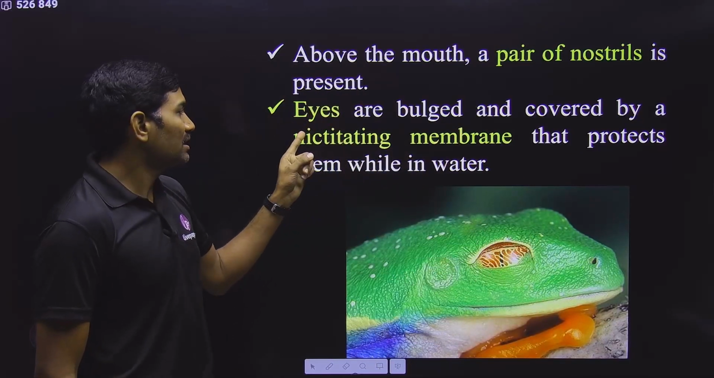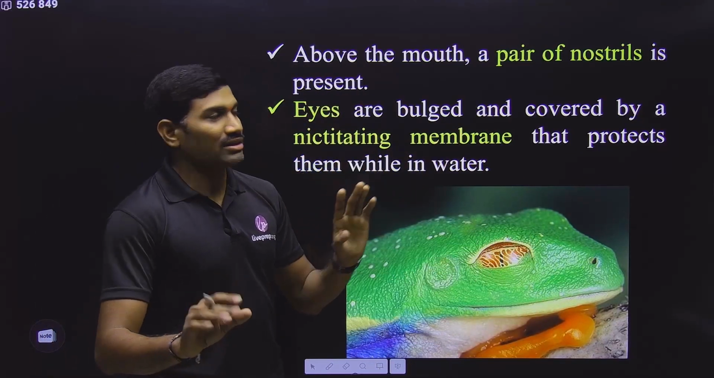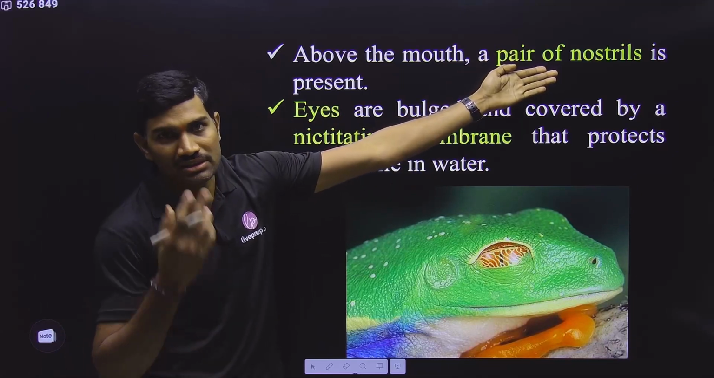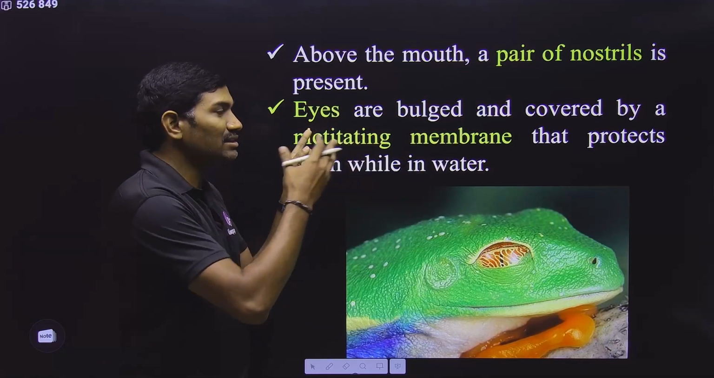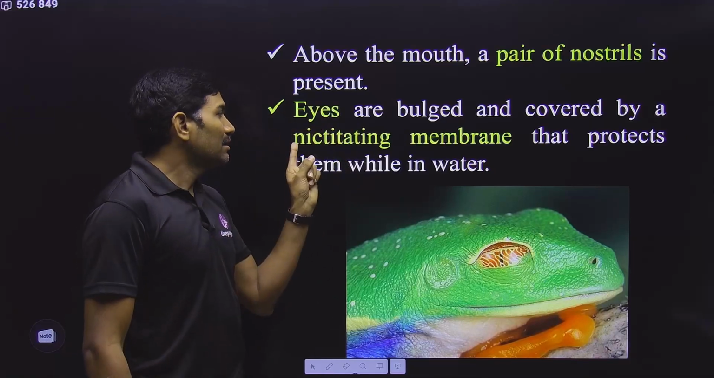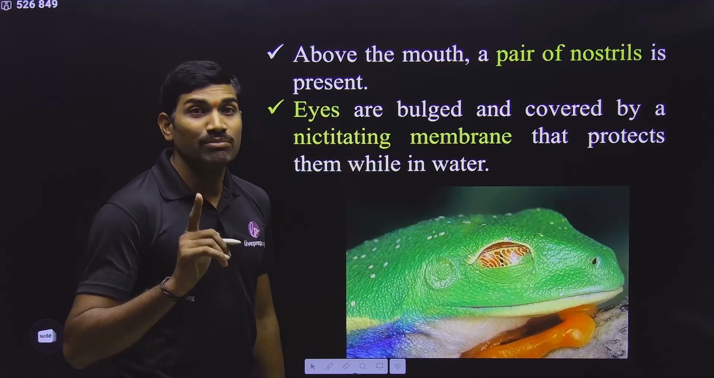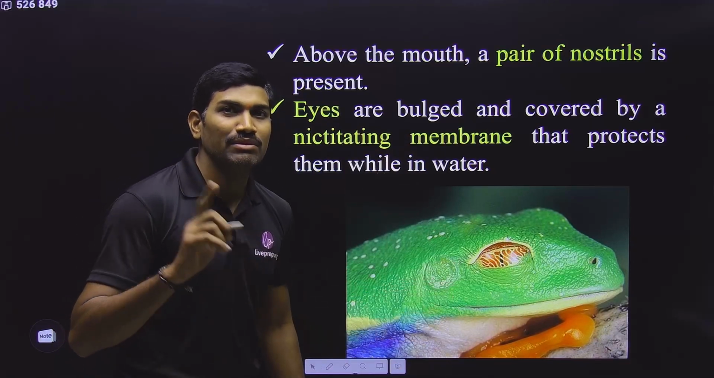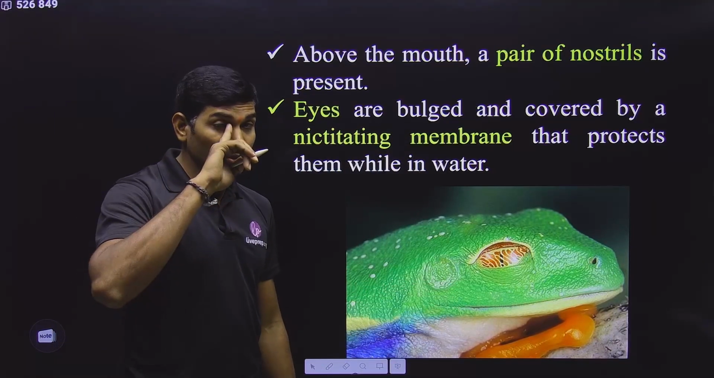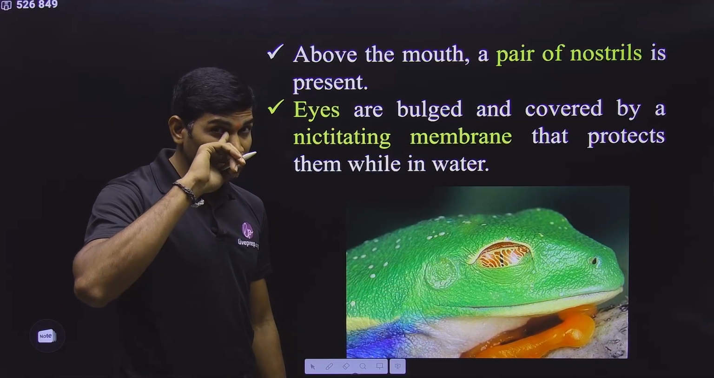Please remember this. Regarding humans, humans have nostrils. Yes, we have nostrils. We have eyes, but they are not protruded like this, but we have eyes. But what about the nictitating membrane? Very important. Please remember this. The frog has a nictitating membrane, but do we have a nictitating membrane? No. It is actually reduced. It is reduced and it is present on this side.